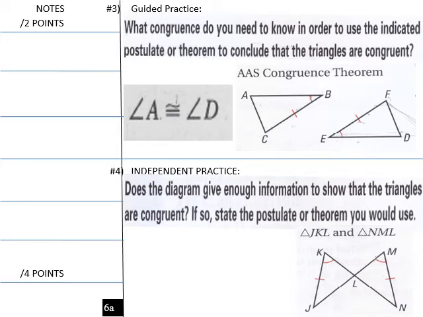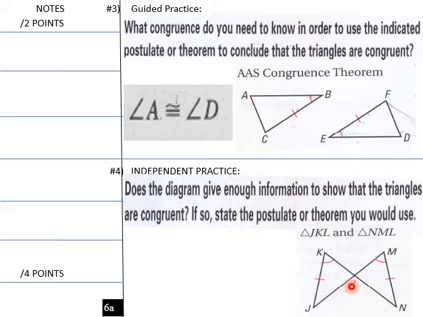Welcome back. So we need to know angle A is congruent to angle D. Angle A is congruent with angle D. That'd be angle angle side. And then see angle A here, angle A. So it'd be angle angle side here too.